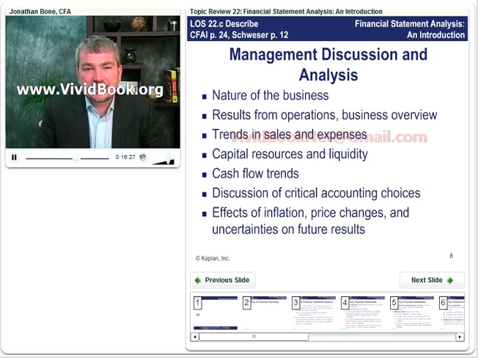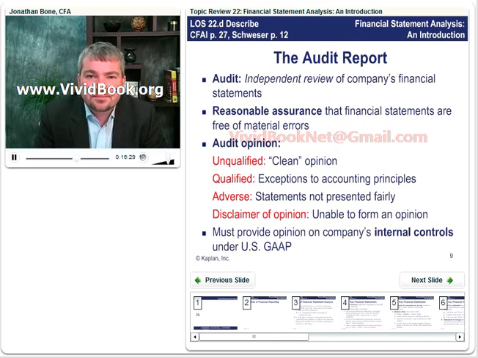Now let's turn our attention to the audit report. We're asked to describe the objective of an audit report and the types of audit report. Okay, so let's start with our first point.